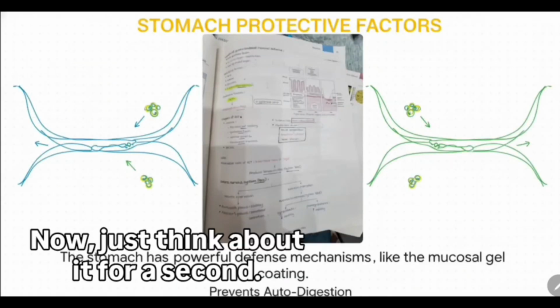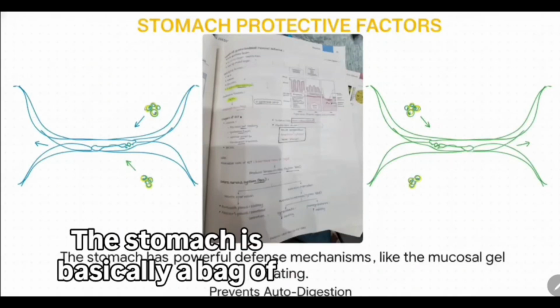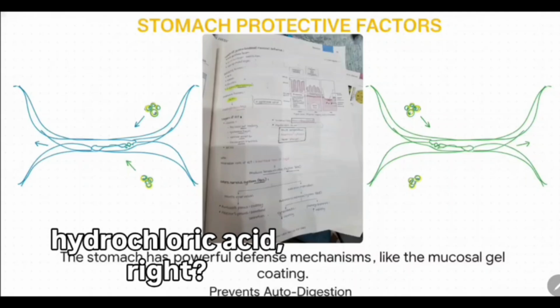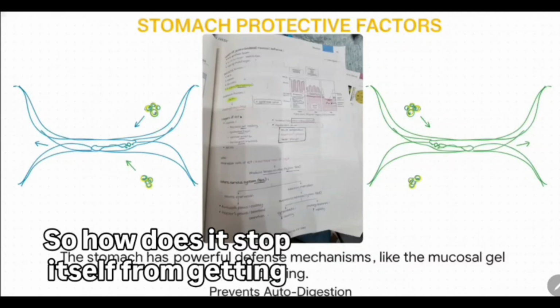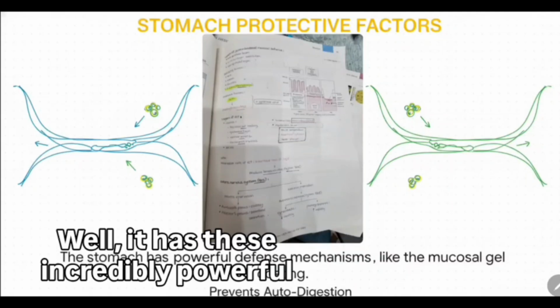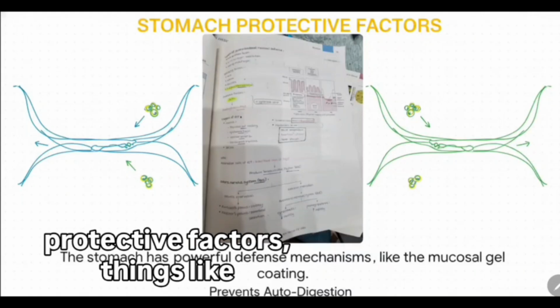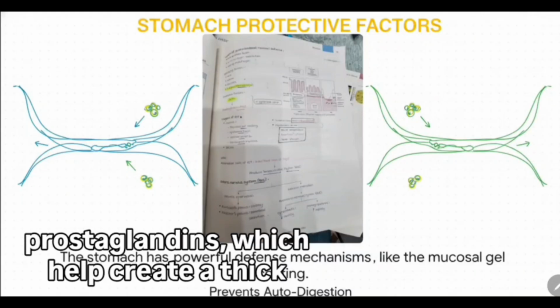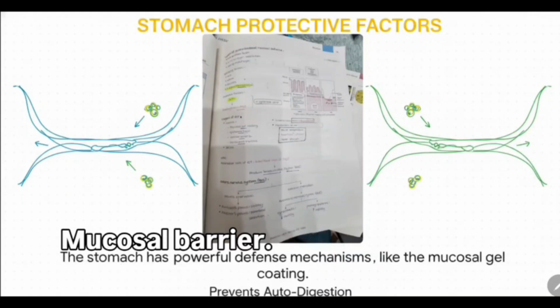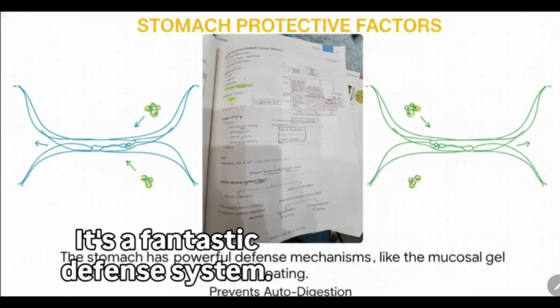Now, just think about it for a second. The stomach is basically a bag of hydrochloric acid, right? So how does it stop itself from getting digested? Well, it has these incredibly powerful protective factors, things like prostaglandins, which help create a thick, protective mucosal barrier. It's a fantastic defense system.